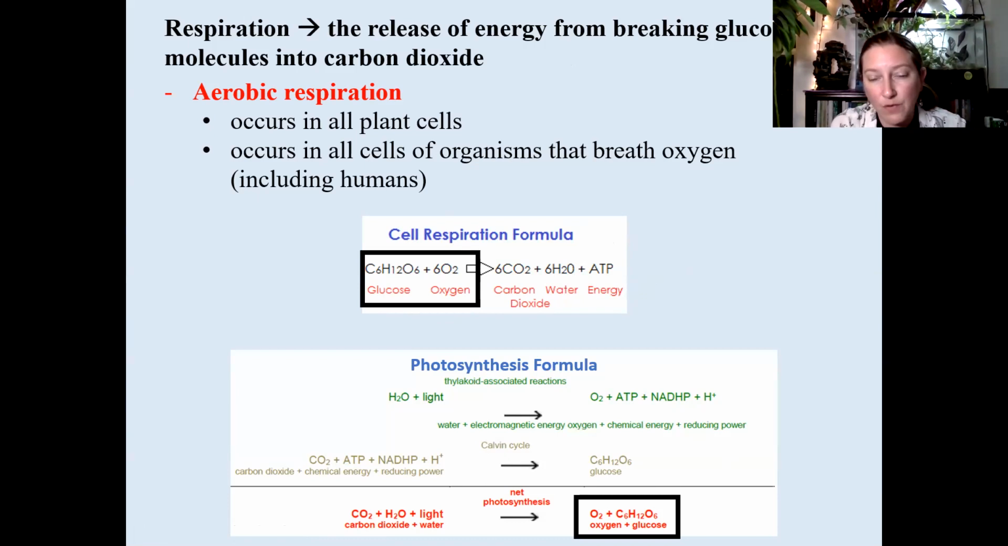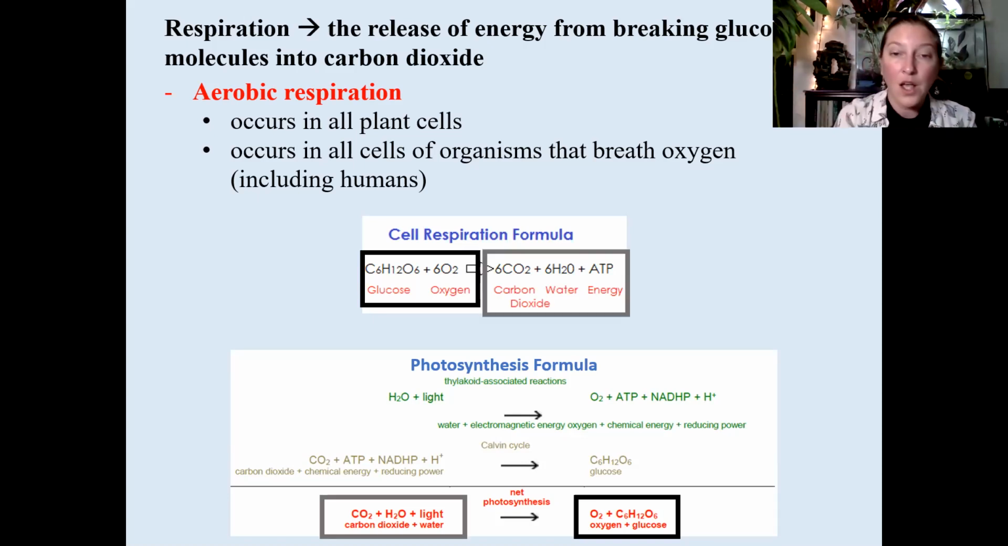Look at what happens when photosynthesis is done. What do you end up with? You end up with oxygen and you end up with glucose. What goes into cellular respiration? Oxygen and glucose. So it's the same. What is made by photosynthesis is then the thing that goes into cellular respiration.